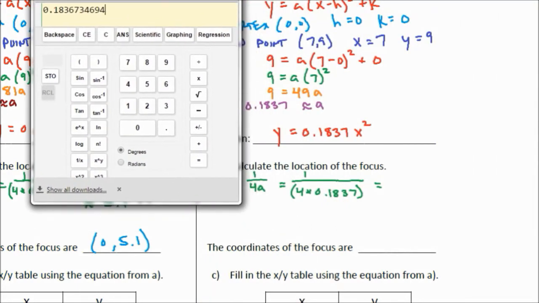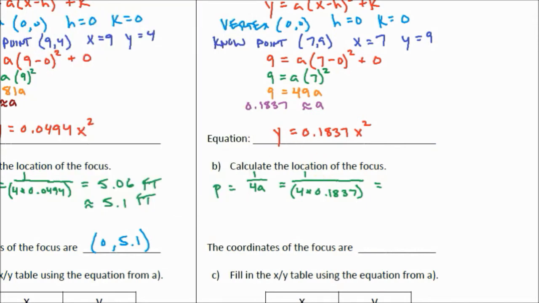Let's move this over. We've got 1 divided by parenthesis 4 times 0.1837 parenthesis equals, our p-value is 1.36 if we round to 2 decimal places, 1.36 feet. We can actually round that to 1 decimal place and just make that 1.4 feet.